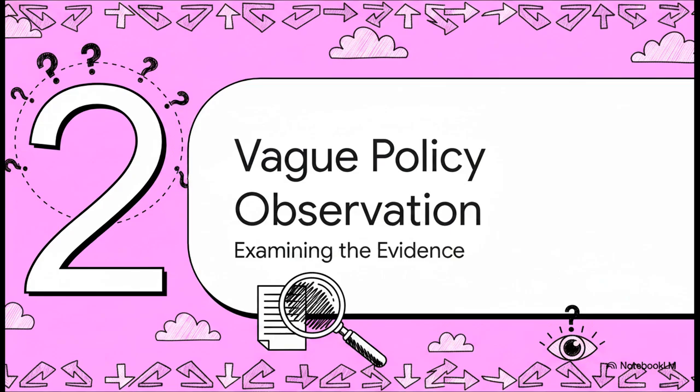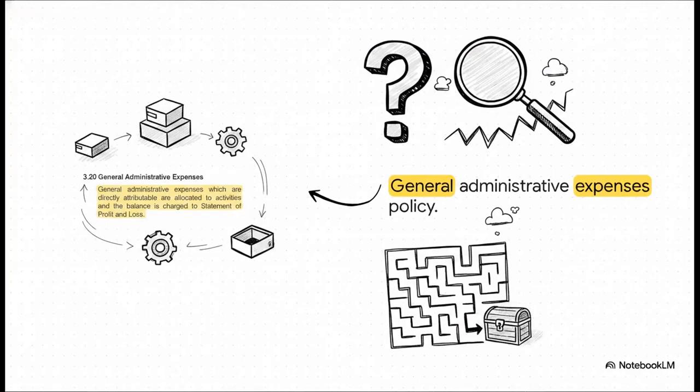Moving on to Section 2, the vague policy observation. Time to look at the symptoms. Let's look at exactly what this company published. Their accounting policy for general administrative expenses explicitly states, "General administrative expenses which are directly attributable are allocated to activities, and the balance is charged to statement of profit and loss." Now, on a quick skim, that might just sound like standard accounting jargon, right?